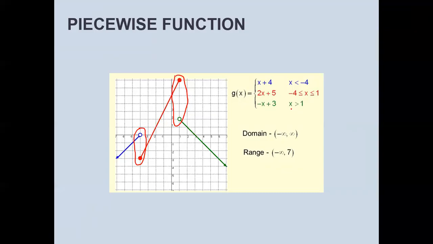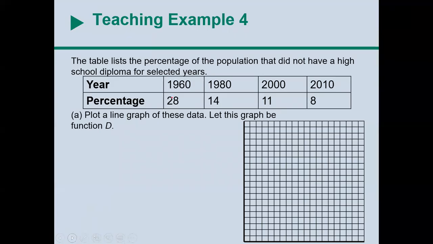Okay? So are we ready to dive into piecewise real life situations? So the table here lists percentages of population that did not have a high school diploma for the selected years. So in 1960, 28% of the population did not have high school diplomas. In 1980, 14%. In 2000, 11%. And in 2010, 8% did not have a high school diploma.